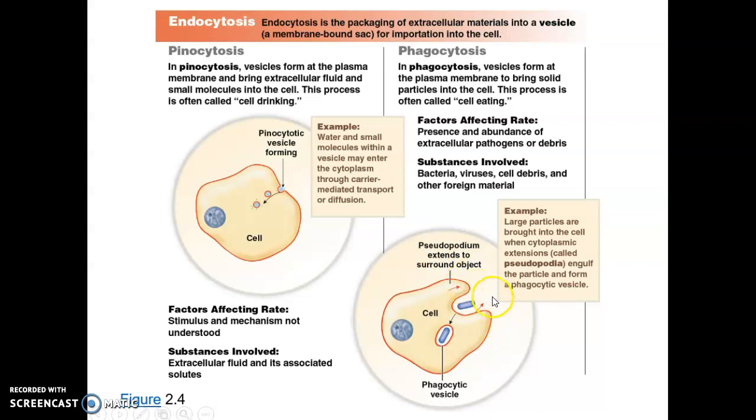The pseudopodia extend, engulfing the cell in this case, forming a large vesicle, a phagocytic vesicle, that gets moved into the cell, and then that item is destroyed inside the cell through the action of digestive enzymes. So those are the two active transport mechanisms of endocytosis, pinocytosis and phagocytosis.